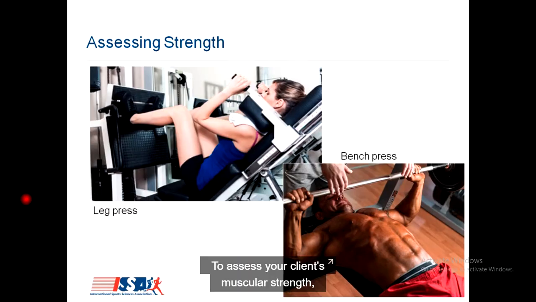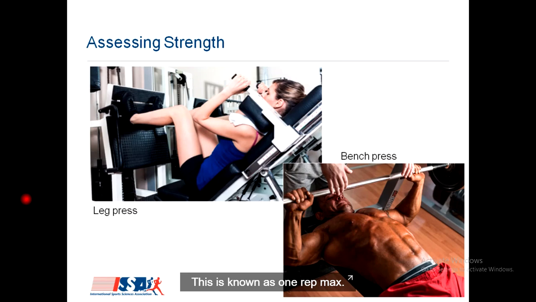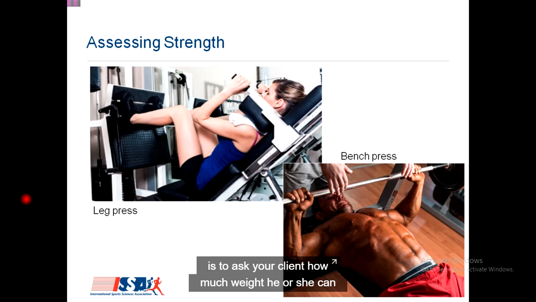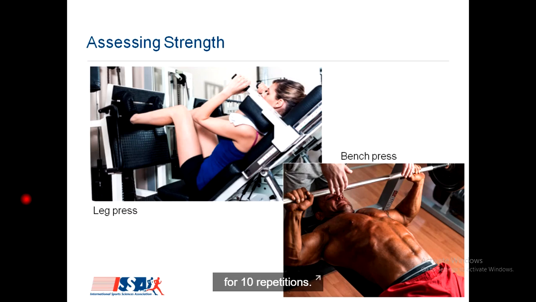To assess your client's muscular strength, you'll estimate how much weight your client could lift in one all-out maximum effort. This is known as 1 rep max. The safest way to determine 1 rep max is to ask your client how much weight he or she can successfully bench for 10 repetitions and leg press for 10 repetitions.